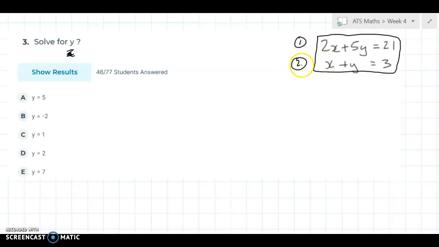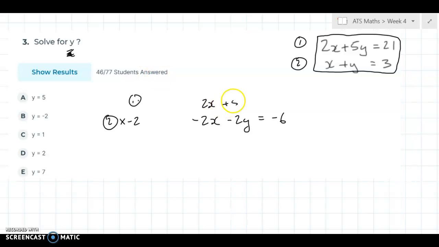So if we multiply equation 2 by minus 2, all across, we'll get minus 2 times x will give us minus 2x. Minus 2 times y will give us minus 2y equals minus 2 times 3 will give us minus 6. This doesn't change the meaning of the equation, it just makes it more suitable, because we're going to write up equation 1 now on top here.